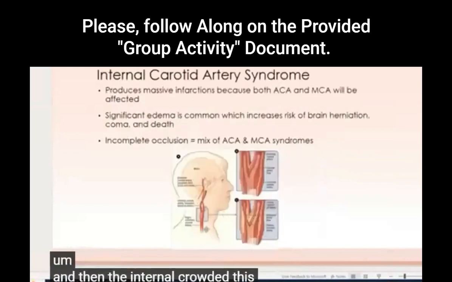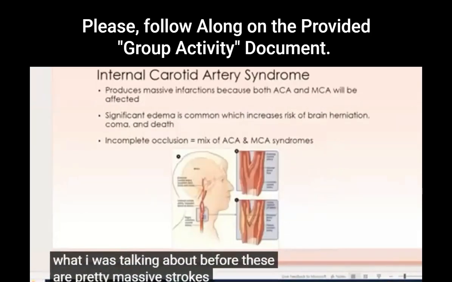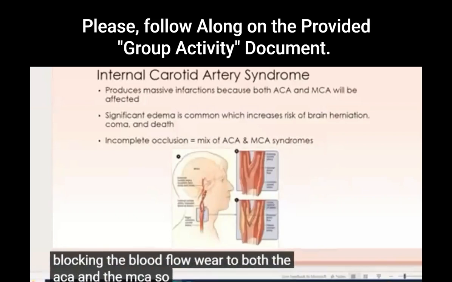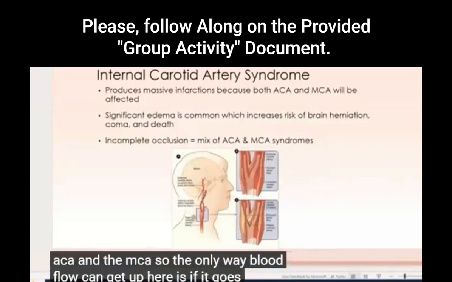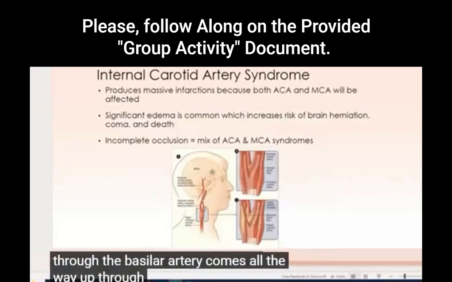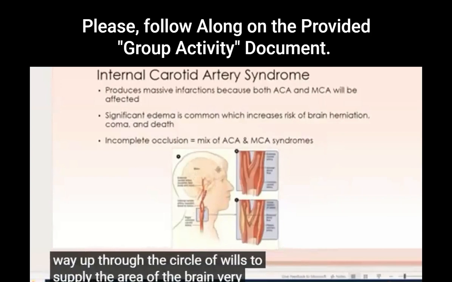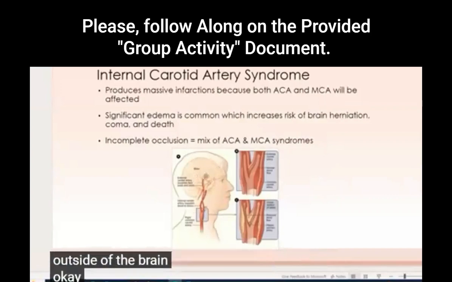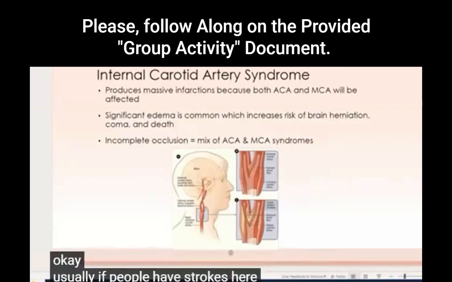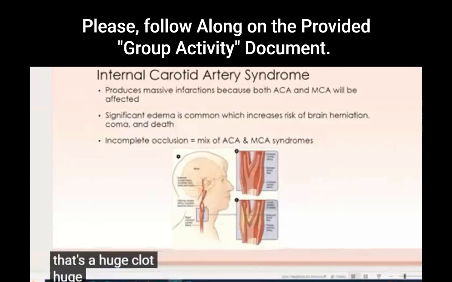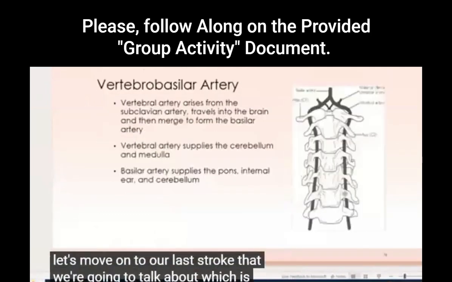Okay. And the internal carotid, this is what I was talking about before. These are pretty massive strokes because it's blocking the blood flow to both the ACA and the MCA. So the only way blood flow can get up here is if it goes up the vertebral artery, goes through the basilar artery, and comes all the way up through the circle of Willis to supply the area of the brain. Very inefficient way to get blood flow to the front of the brain and the outside of the brain. Okay. Usually if people have strokes here, they probably are not living because that's a huge clot. Huge. Okay.